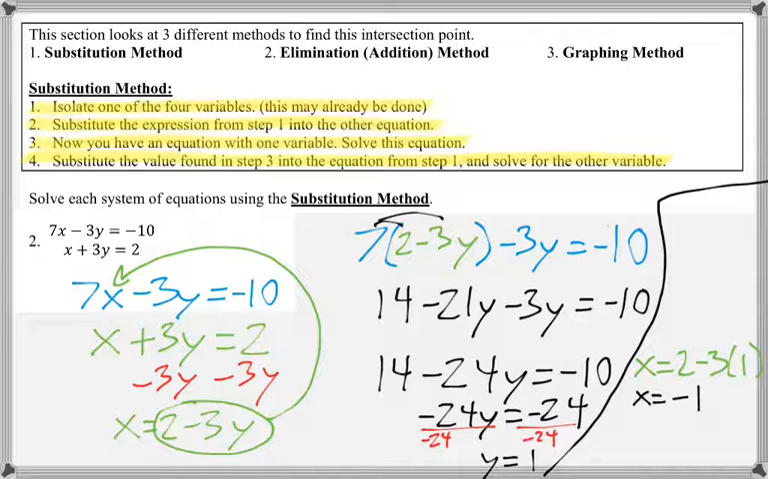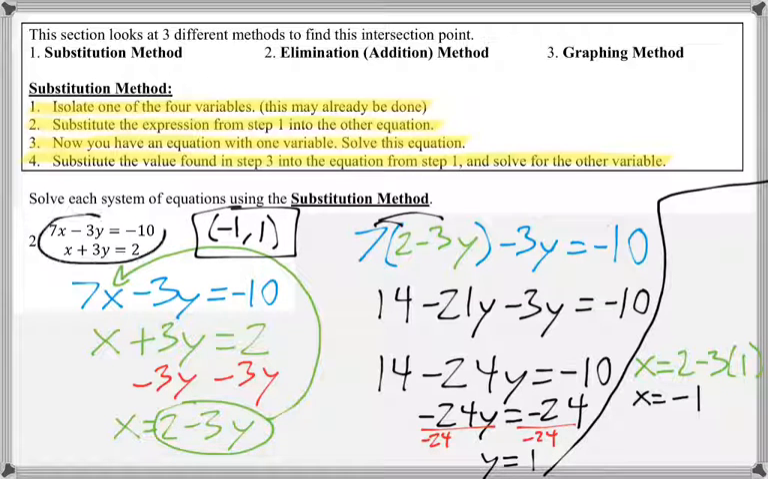So x is negative 1, y is positive 1. So my final answer would be negative 1, comma 1. So this is the point that works in both of these equations. So if you wanted to check your work, you could plug it into both of those equations, and it would work.